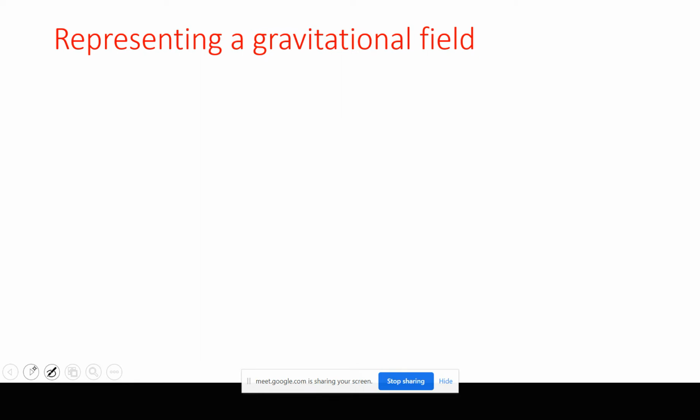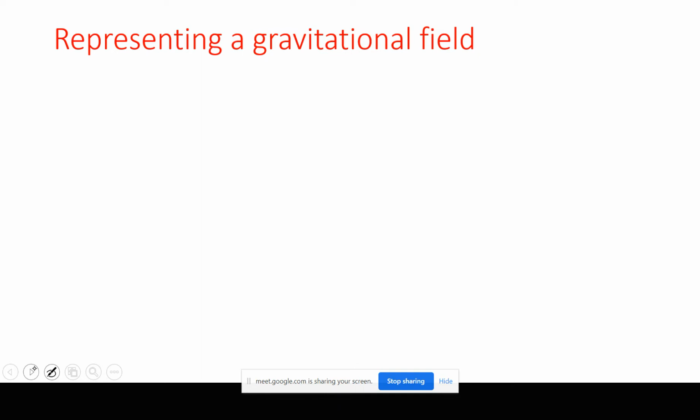We were using lines which had arrows, and we saw that the lines point in the direction of the field. Depending on the charge, the lines were either pointing in the direction of the force, or pointing opposite to the force. That was in electric fields.